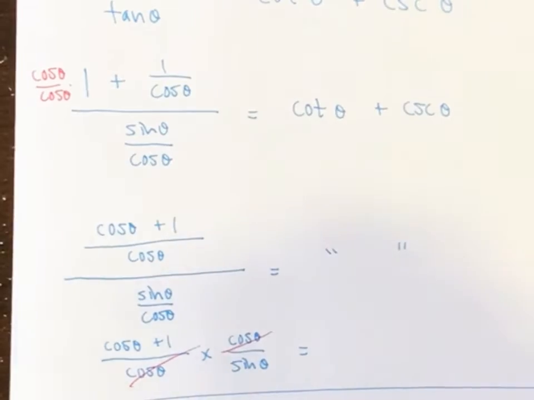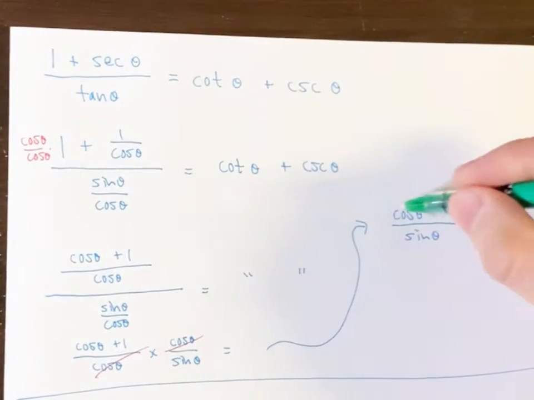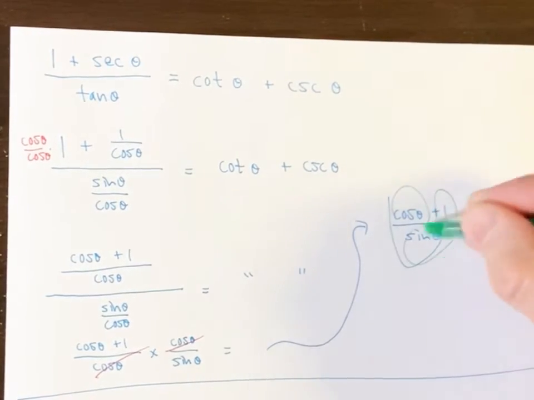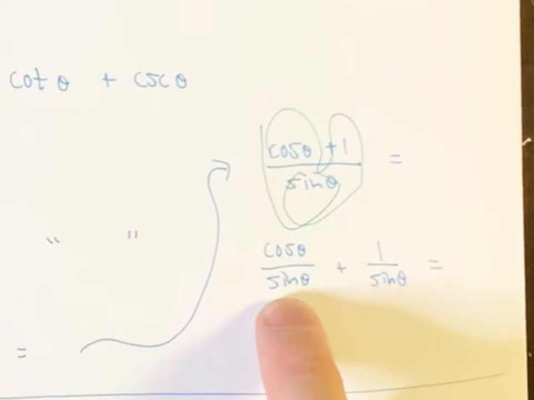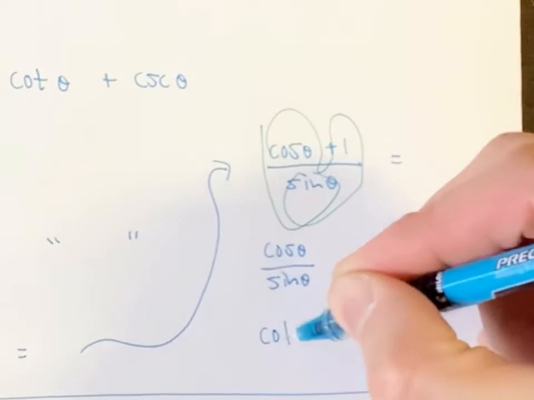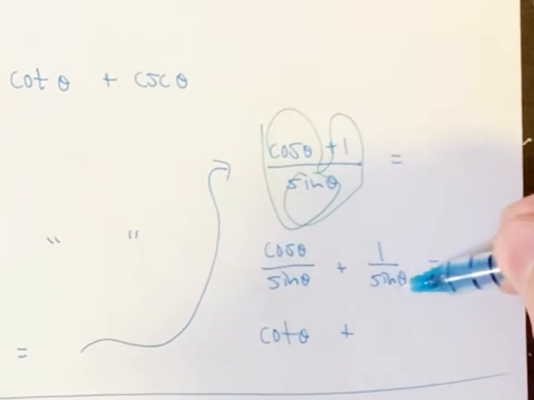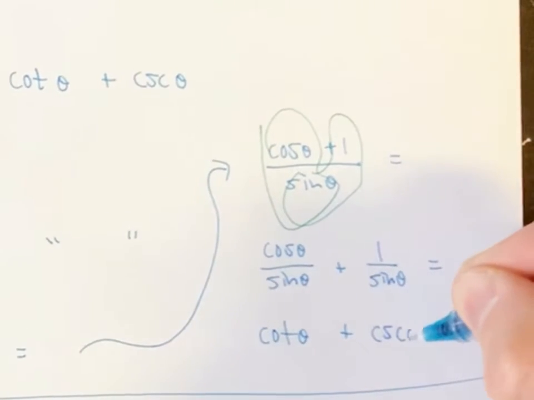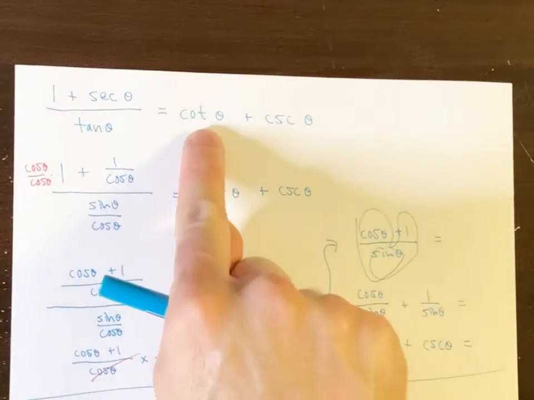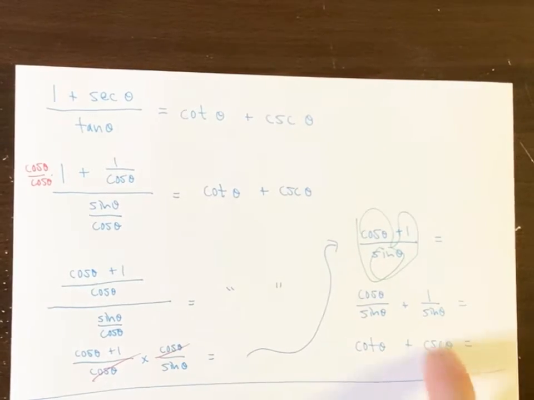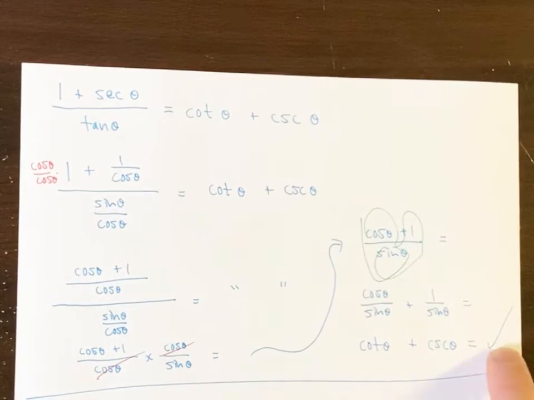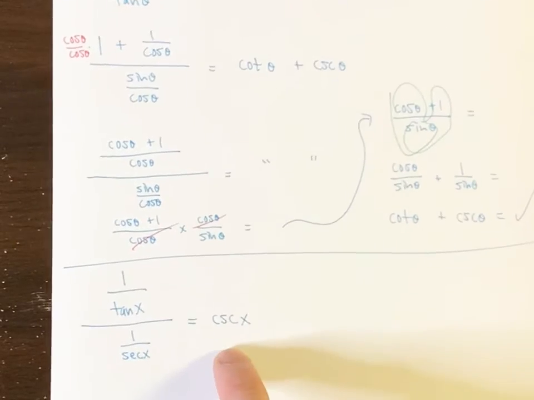So let's continue up here. Now again, let's do it where we break it up like that and then like that. Cosine over sine, that is the definition of cotangent. And then 1 over sine, that's the definition of cosecant. And if you compare and contrast what we've just created to the original, perfect match. Yes, check that off. So how about this one down here?